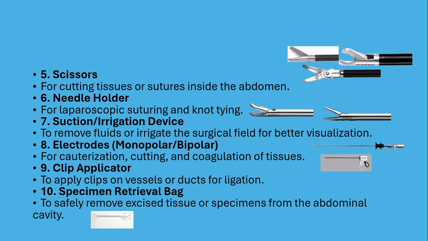8. Electrodes, monopolar/bipolar: for cauterization, cutting, and coagulation of tissues. 9. Clip applicator: to apply clips on vessels or ducts for ligation. 10. Specimen retrieval bag: to safely remove excised tissue or specimens from the abdominal cavity.